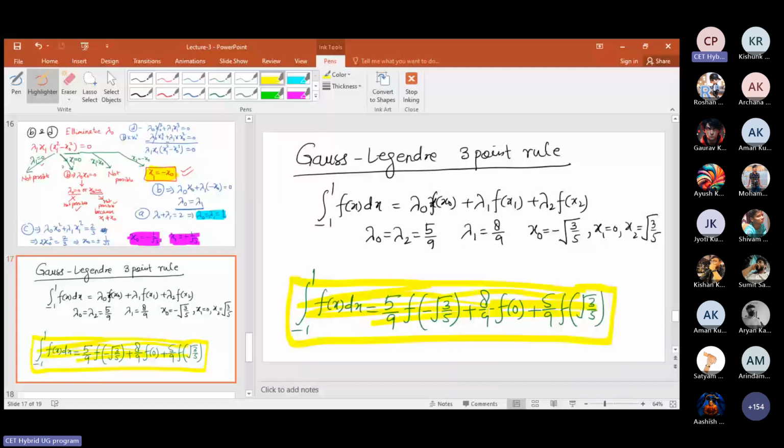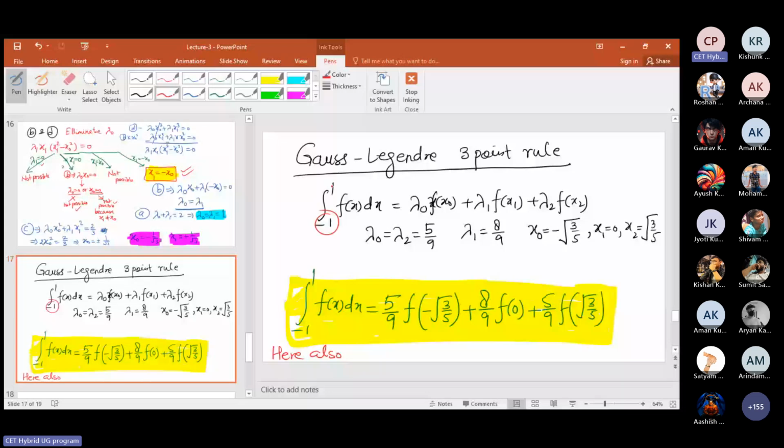Okay, so this is referred to as Gauss-Legendre 3-point, because you are evaluating the values of the function at 3 points. So this is referred to as the Gauss-Legendre 3-point formula. Okay. Here also the limit is -1 to 1. So you should notice that the limit is -1 to 1.